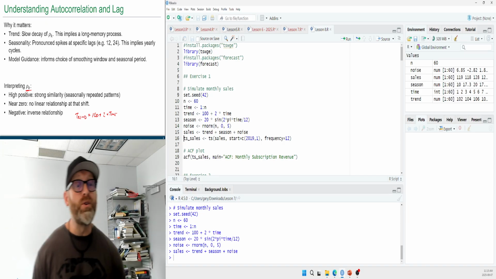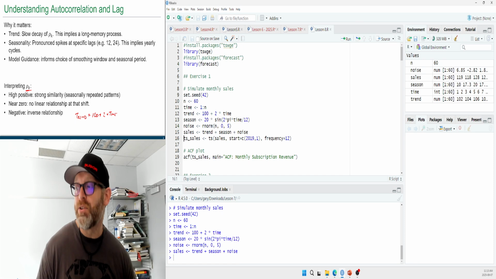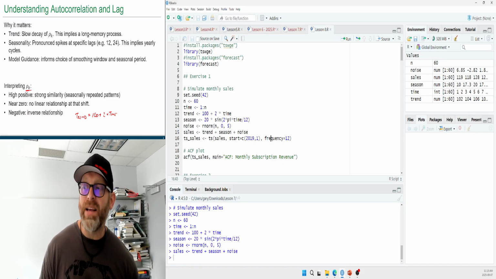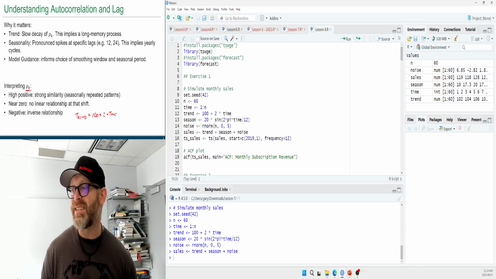Now I can build it into a time series using the TS function. So it includes the vector. This is my time series that we just made up. Starting point, let's say it's going to start in 2019, 1, based upon the frequency. The frequency is 12, so this is every month. So this is the first month of 2019 is when my data starts.